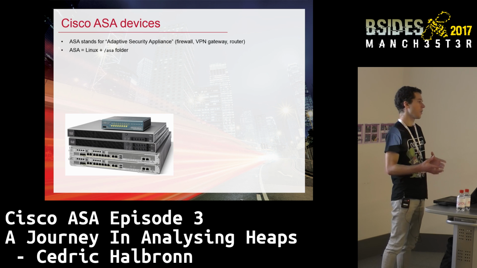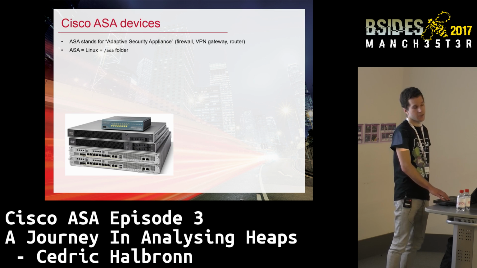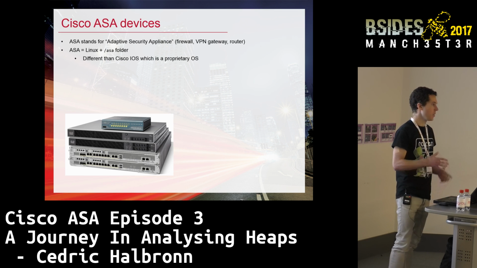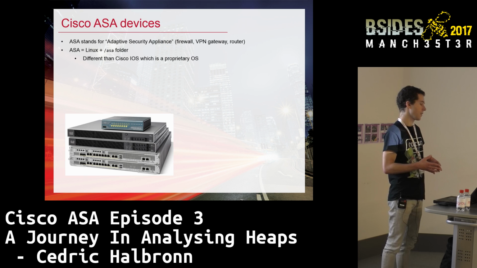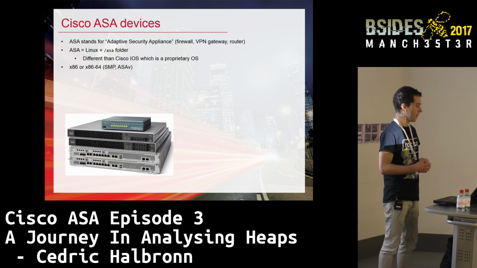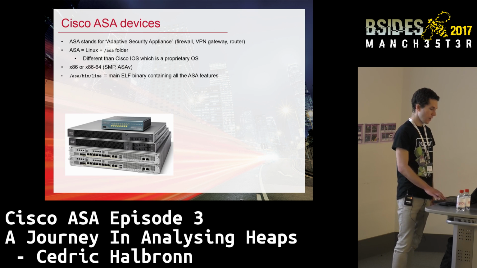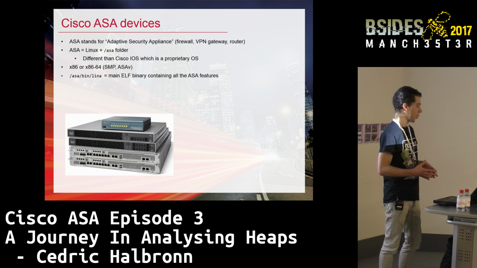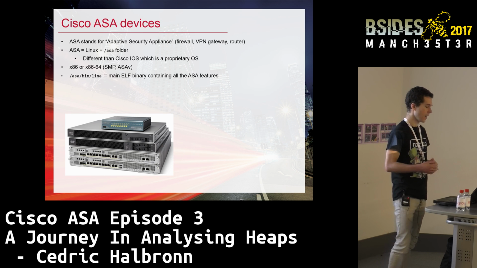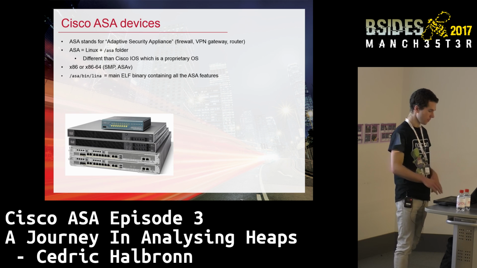Internally, an ASA is a Linux with a special ASA folder, which contains everything related to ASA. It's a little bit different than Cisco IOS in that Cisco IOS is a proprietary operating system. Here we have a Linux base. They support both 32 and 64-bit devices. The main binary is called Lina, it's in asa/bin/lina, and it's basically a 40 meg binary that contains everything.